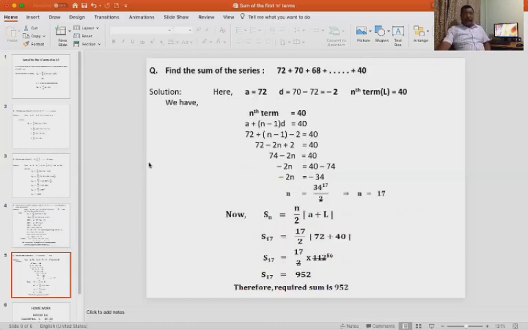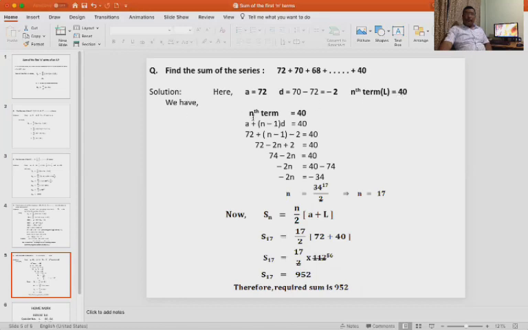Again, let us look at another question which says, find the sum of the series, which is 72 plus 70 plus 68 and so on, together with 40. Now here your first term A is 72, your D is as usual the second term minus the first term, that is 70 minus 72, which is minus 2. Again here, your nth term or the last term, that is L, is given to be 40. So we write nth term or L to be 40.